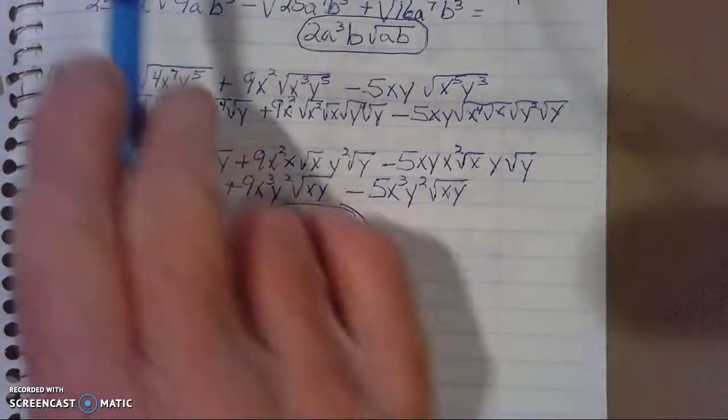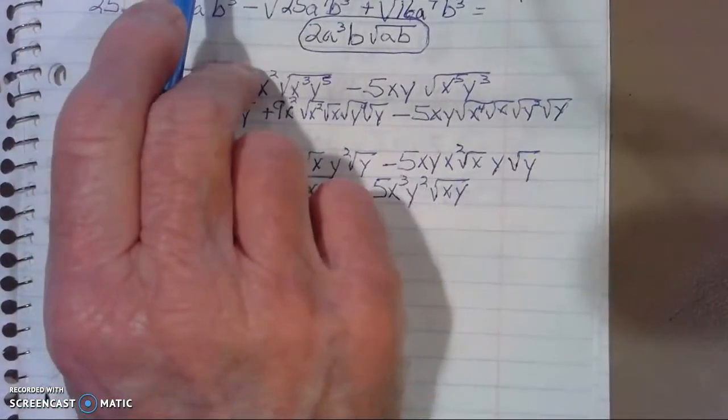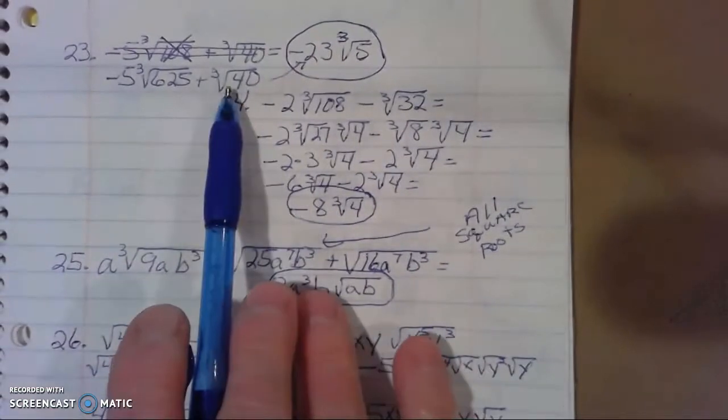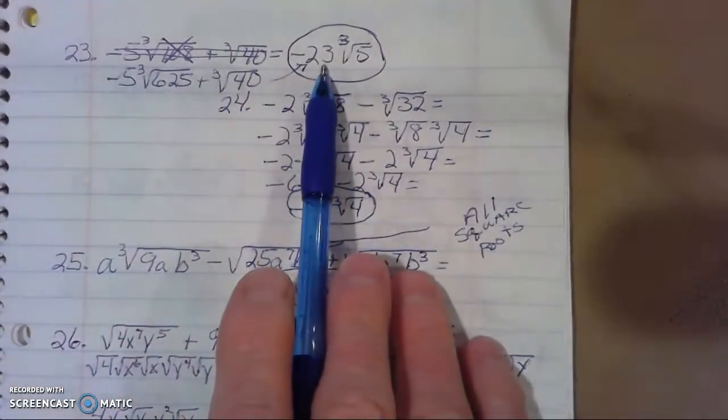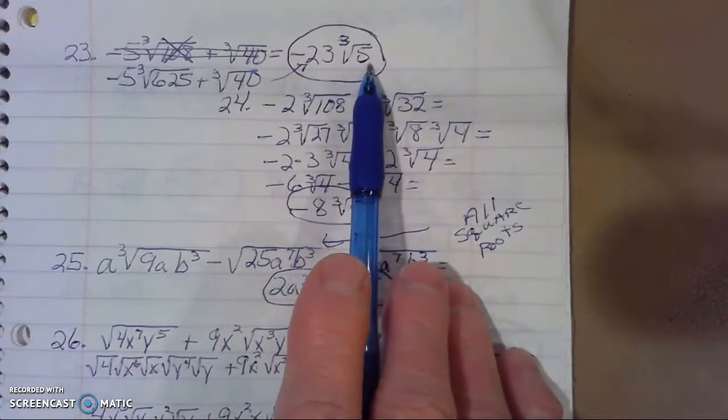23: negative 5 cube root of 125 plus cube root of 40 equals negative 23 cube root of 5.